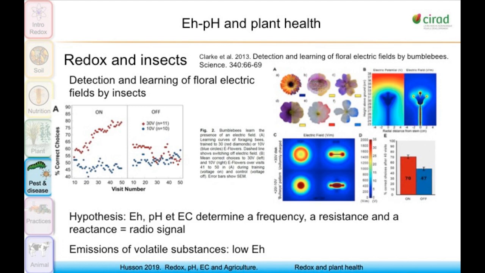Okay? And I make the hypothesis, but it's a strong hypothesis. I have the models behind this, but it's complicated. It's quantum physics and chemistry. But for me, EH, pH, and electric conductivity determine a frequency and an impedance. This is a radio signal.